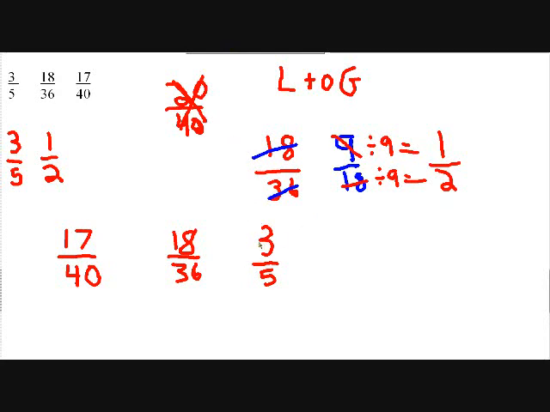How can we check to make sure this one really is larger than 1/2? Well, if I've got 5 whatevers, 5 dots, and I give away 3 of them, I only have 2 left. The amount that I gave away is more than what I have left. This is more than half of this total group. So 3/5 must be more than half. So our answer would be 17/40, 18/36, 3/5, least to greatest.